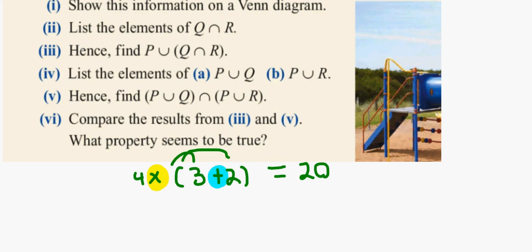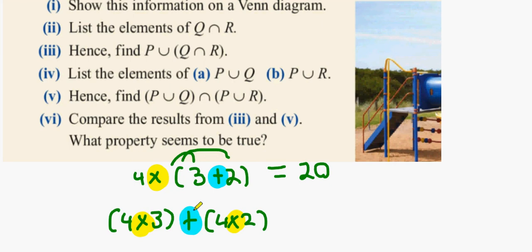Now, if we multiply before we add, look what happens. It's going to be 4 multiplied by 3 plus 4 multiplied by 2. Can you see that the multiplication happens twice, and the addition only happens once? Do you see the way we multiplied twice and added once? That makes sense? So we got 4 times 3 is 12. 12 plus 8 is 20.